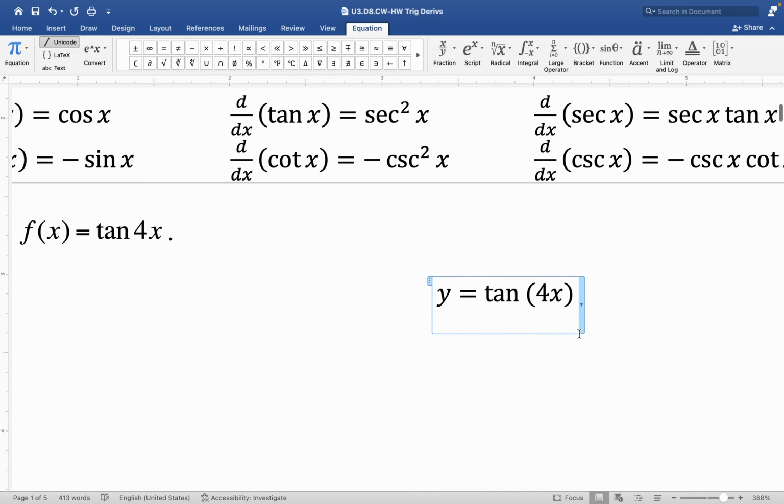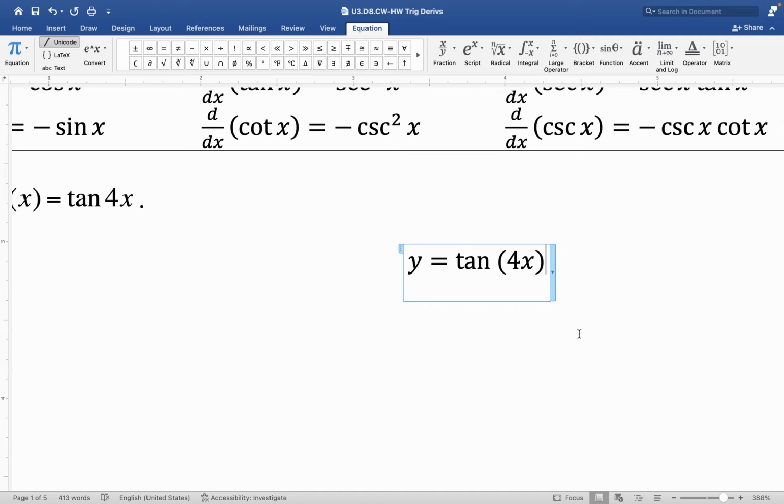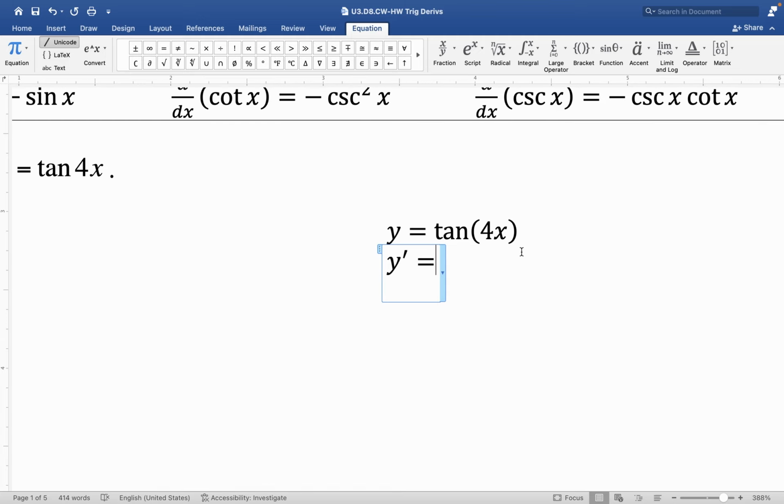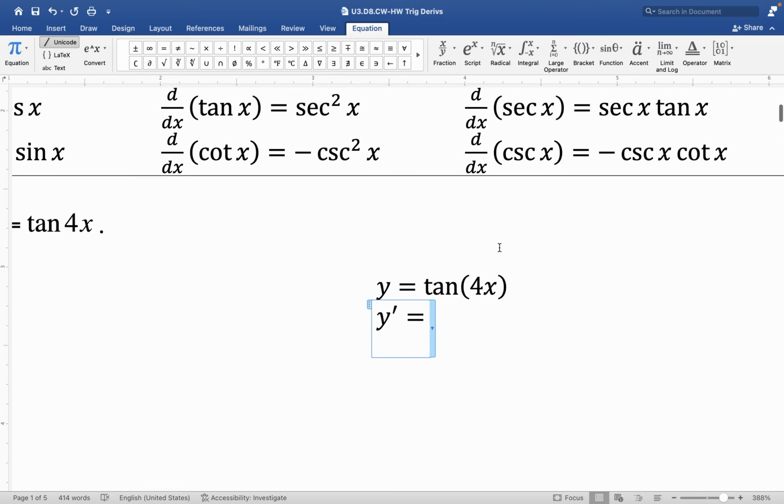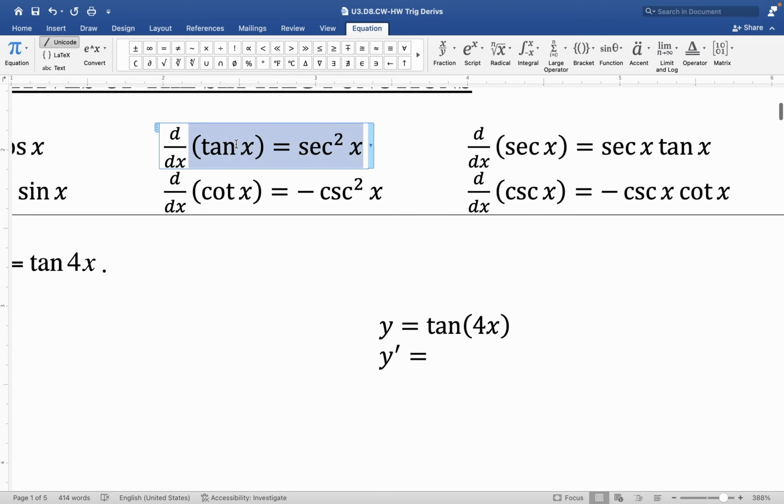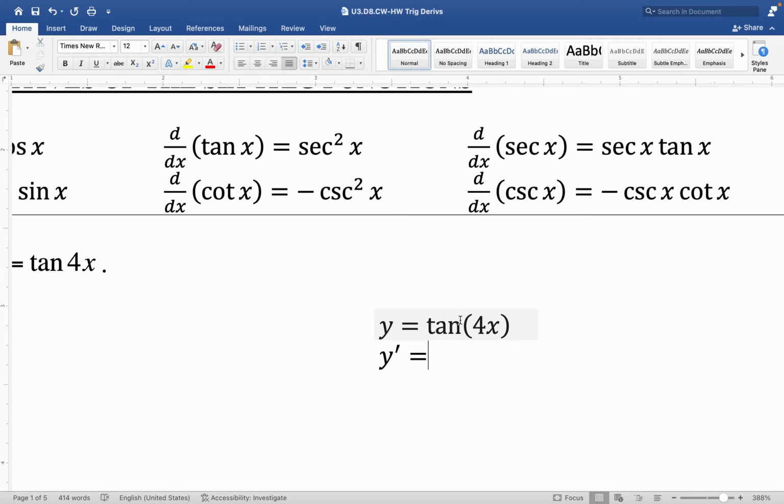What you should notice is that this is a composition. You've got one function stuffed inside of another, so it's the 4x stuffed inside of the tangent blank. So we need to use the chain rule. So chain rule says you need to take the derivative of your outside function. The outside function is tangent blank. And what's the derivative of tangent blank? Well, if you look at your table, the derivative of tangent is secant squared. So the derivative of tangent blank must be secant squared blank. So that's the derivative of the outside function.